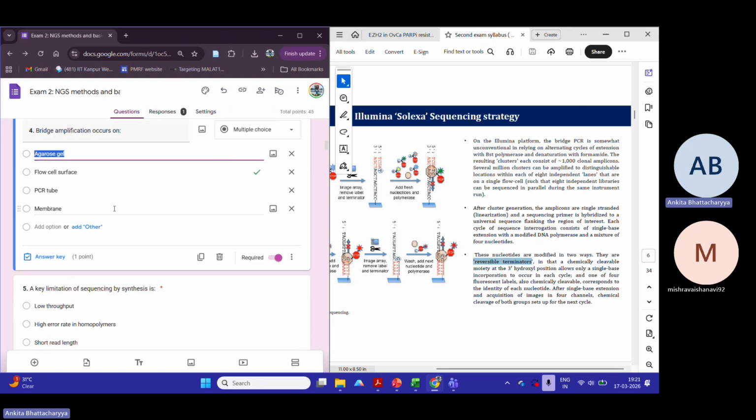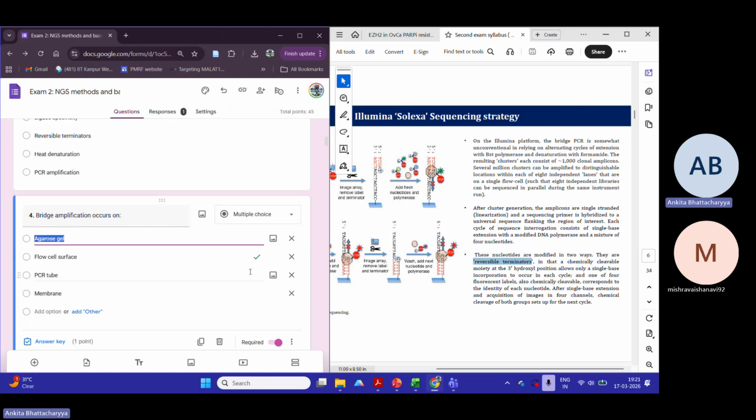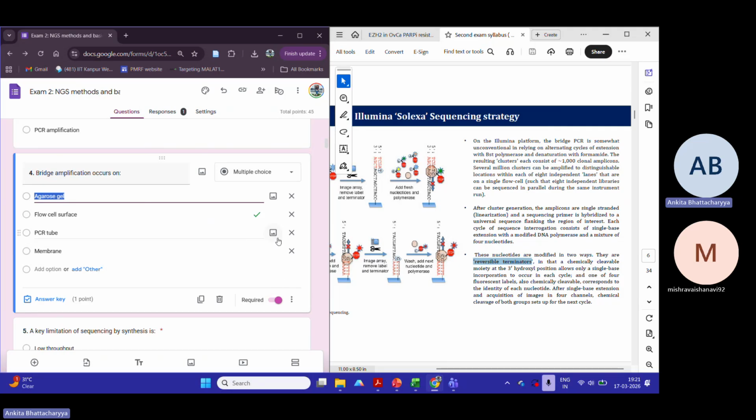Then the bridge amplification strategy, also taken care of by Illumina. What is the surface on which it occurs? The PCR tube, membrane, flow cell, or agarose gel. Of course, it is the flow cell surface. That's where it takes place.